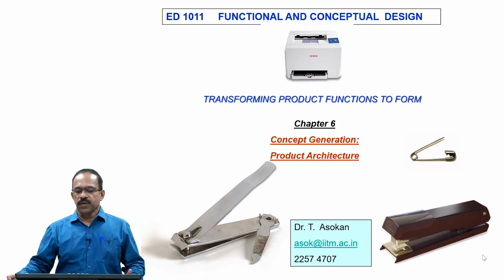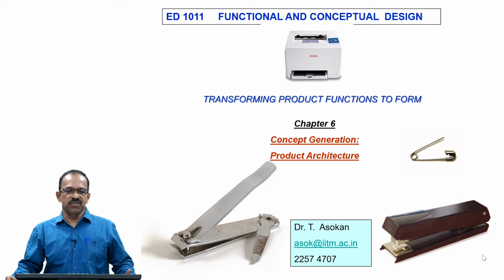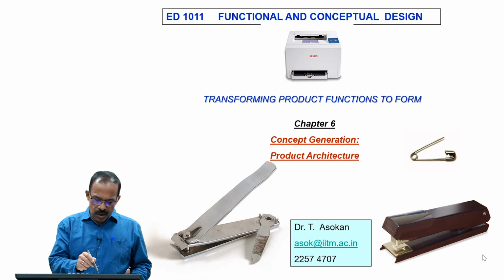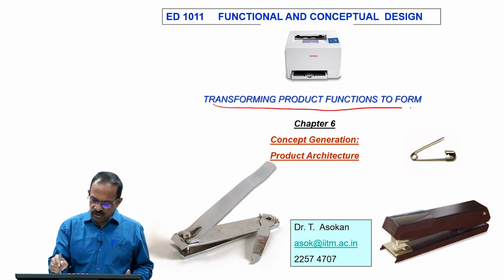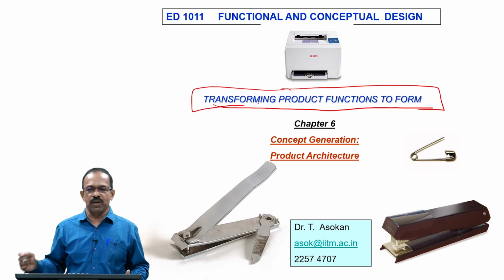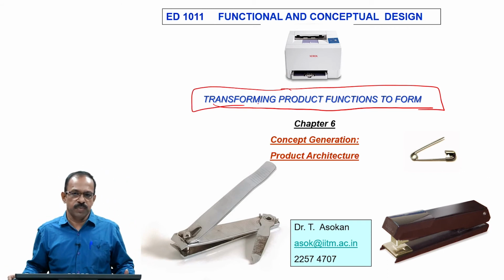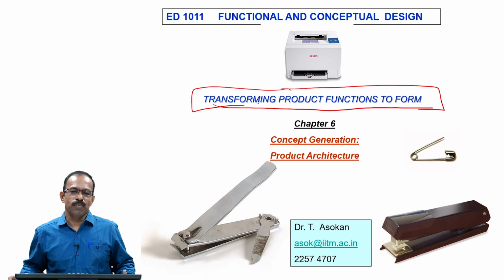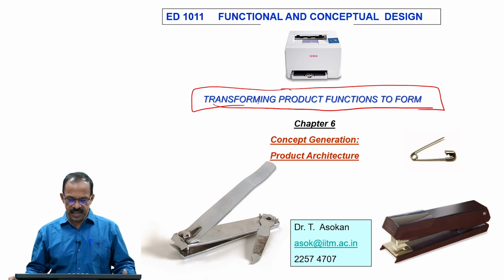Okay, so we discussed the product functions in the previous chapter. Now, this chapter is basically about how to transform the product functions into the form of the product. In the conceptual design of the product, we need to see how these functions can be given a form. That is, how can we give it a particular shape, or what kind of an architecture can be there in order to have the product meeting the requirement. So, that is basically the product architecture development.